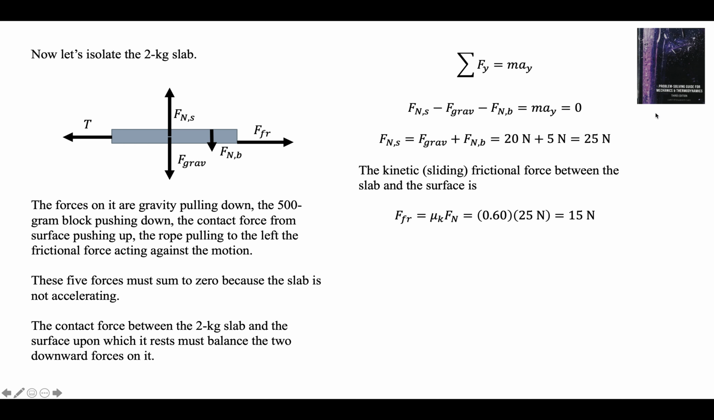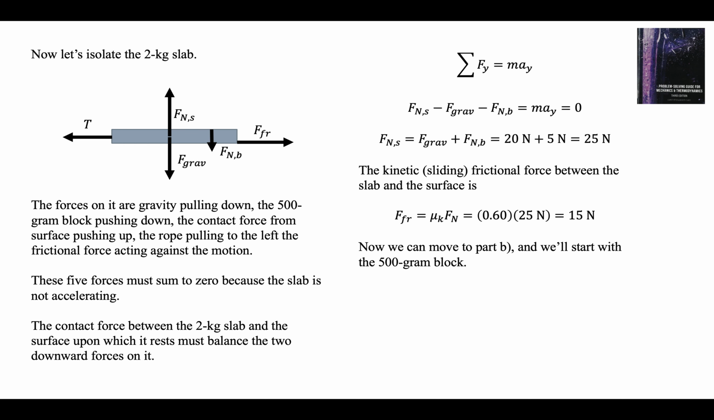It's 0.6. It's given as 0.6. There's the normal force, the contact force between the two surfaces. 0.6 times 25 is 15. So now we have finished part A. There's no friction between the block and the slab. The force of friction between the slab and the surface is 15 newtons. Now on to part B, in which it's accelerating.